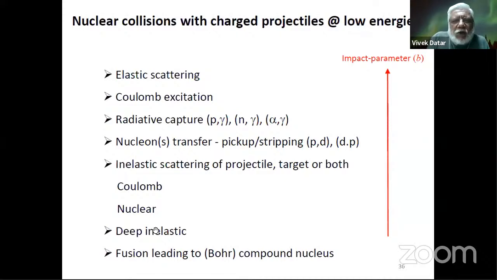By the way, I should have actually cut this out. This is a slide that I borrowed from some other slide that I had made. This actually doesn't happen at very low energies.